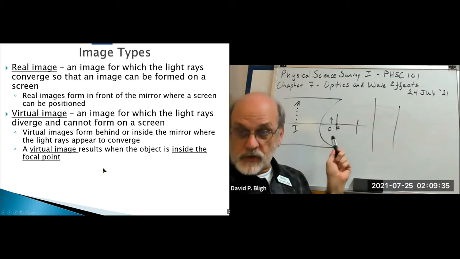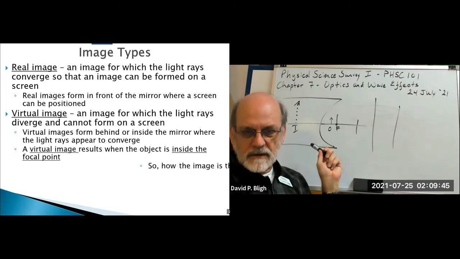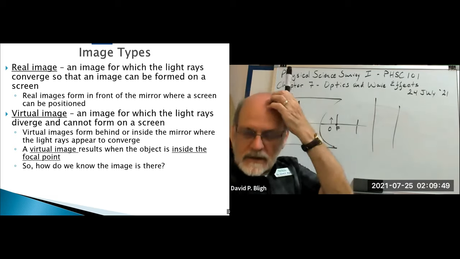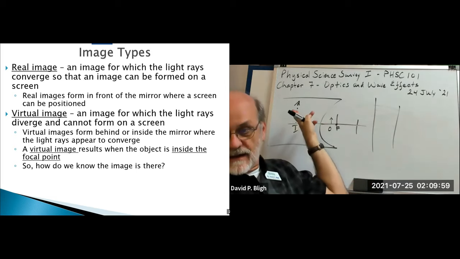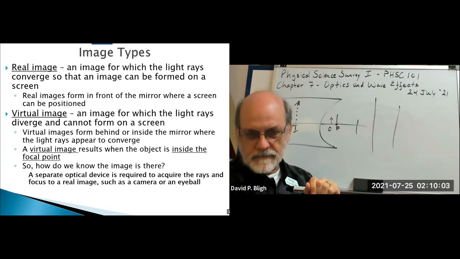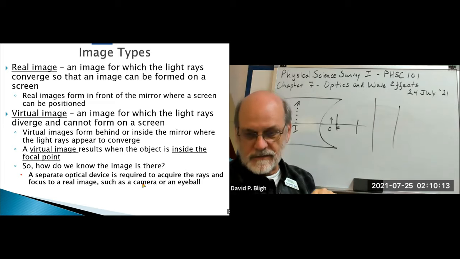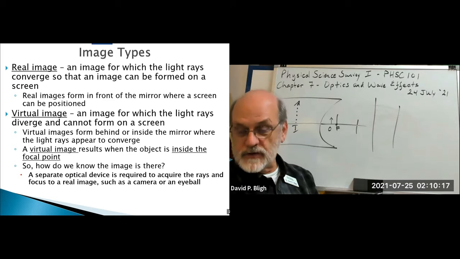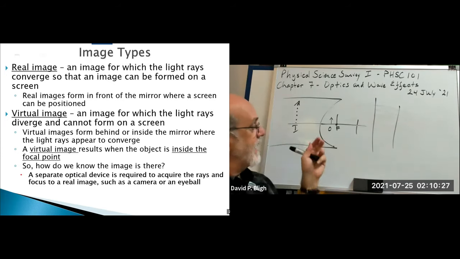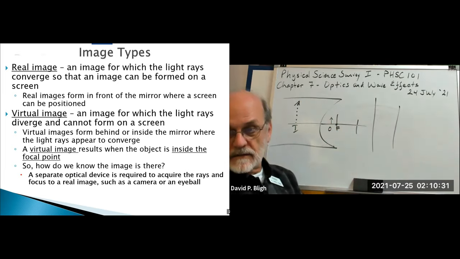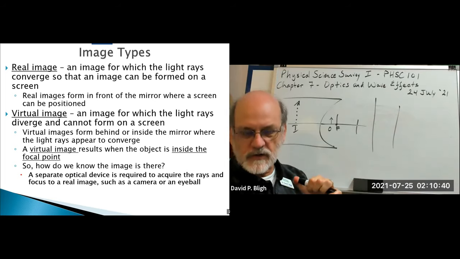But these types of optics are useful. The problem is we can't project the image directly from this mirror. So what do we have to do? We have to put this mirror into a system, an optical system, where the light can be gathered for that virtual image and refocused. So a separate optical device is required to gather those rays and focus them into a real image. Cameras do that all the time. Our eyeballs do that too. You could put your eye over here somewhere, and you could see that image because the eyeball focuses those rays for you. It's a separate optical device. That's the only way you can get a virtual image to project.